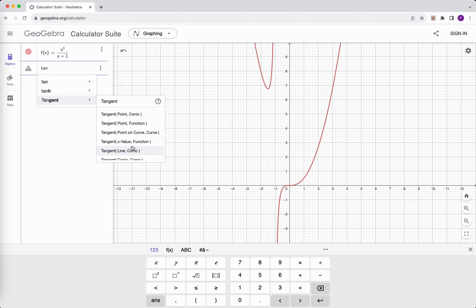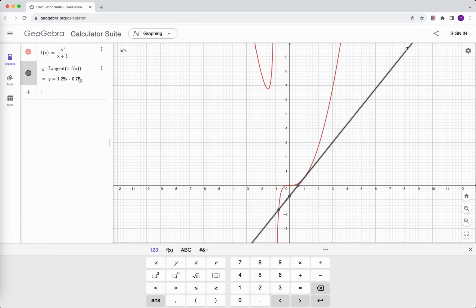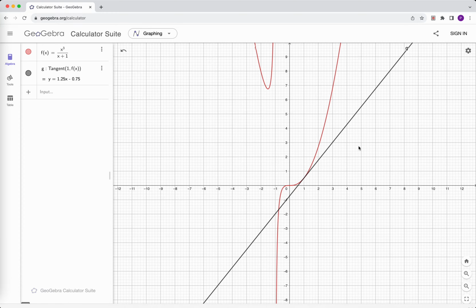That's good. So there's different things you might want. Usually you'll find one right away that does what you want. We want where x equals 1, so I'll type 1, and then arrow over to the function, which is f of x, and look, there it is. I'll hit enter so that sticks around. That's the equation. There's the line.